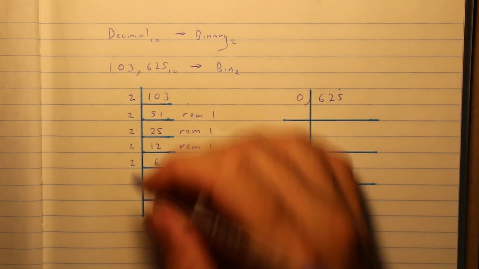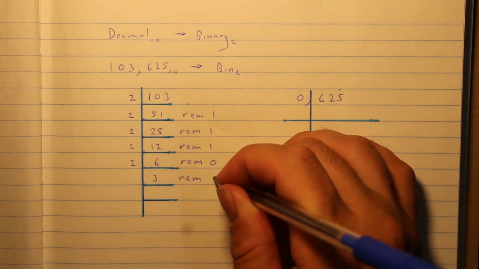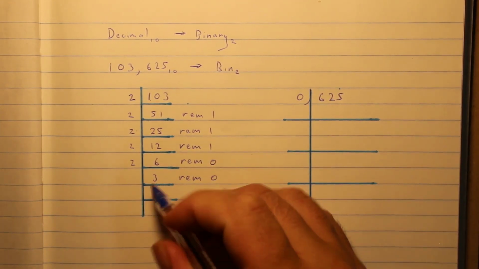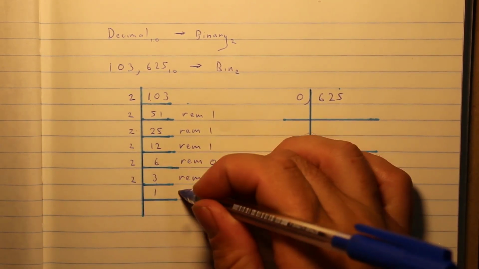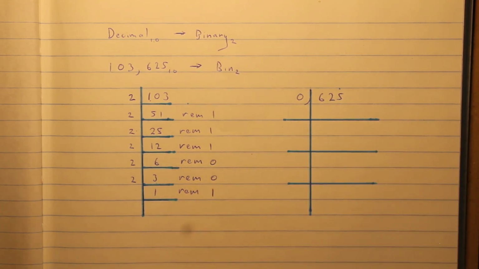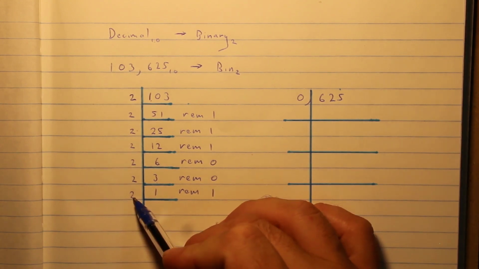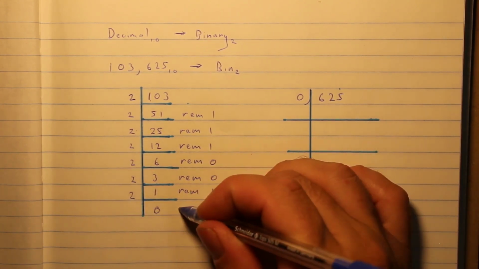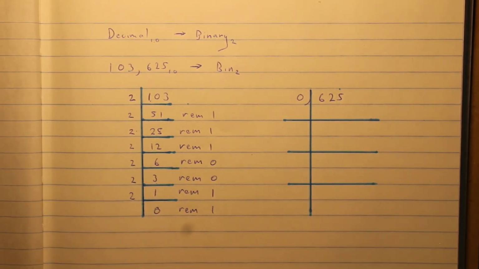6 divided by 2 is 3, remainder 0. 3 divided by 2 is 1, remainder 1. And the last one, 1 divided by 2, goes in 0 times, and there'll be a remainder of 1.